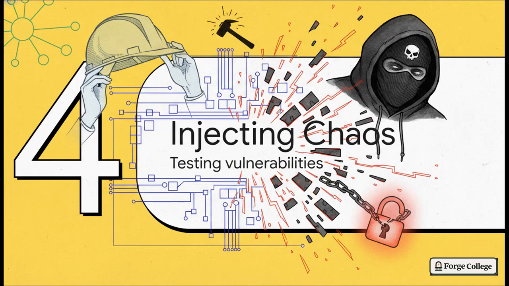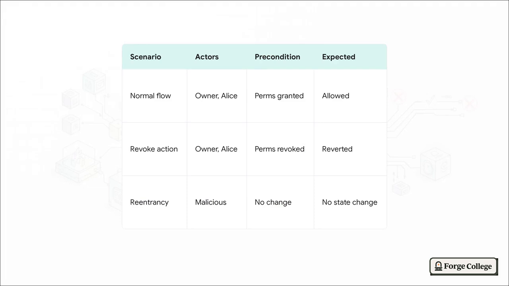On to Section 4, injecting intentional chaos to test for vulnerabilities. Now, what's really interesting about this slide is that this is where we take off our optimistic architect hat and put on our malicious hacker hat to try and break our very own patent machine. This test planning matrix highlights the permutations of actors and call orders. Those first 2 scenarios, that's just the happy path and the revocation path we just talked about.